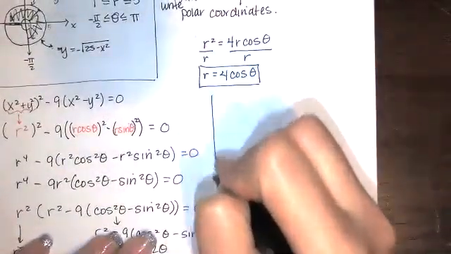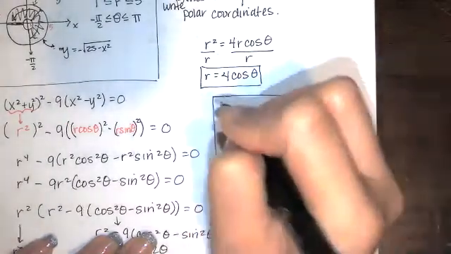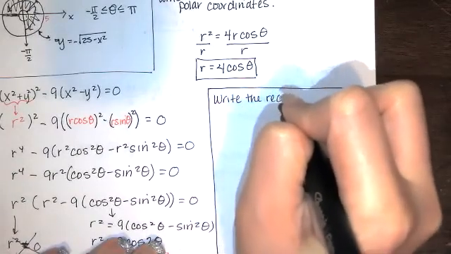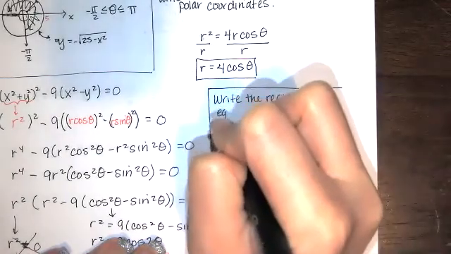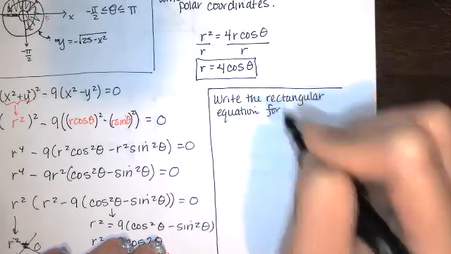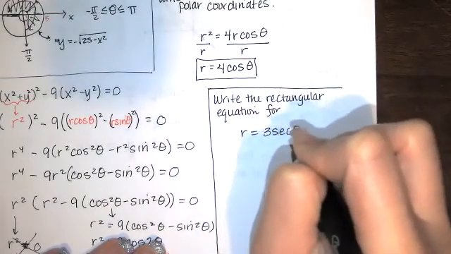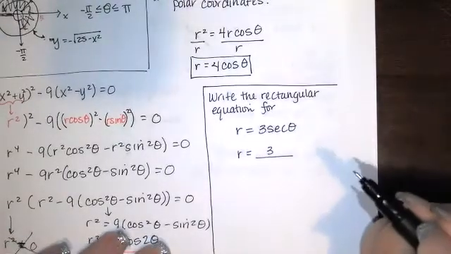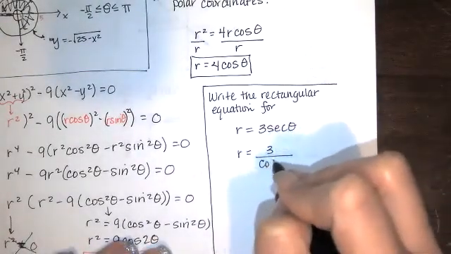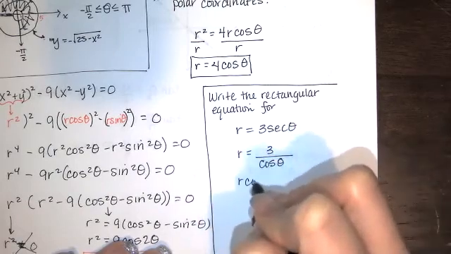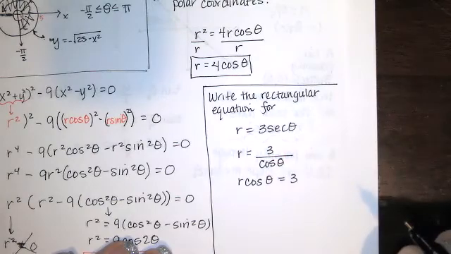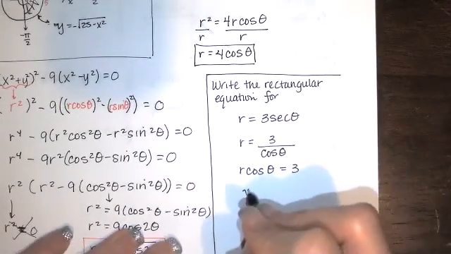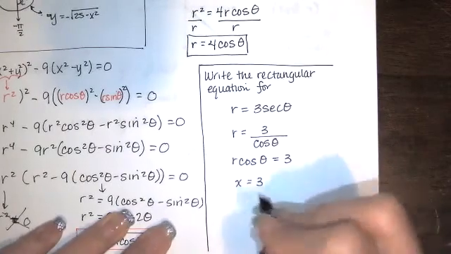Now you could be asked to go the other way. So I could give you r as a function of theta and ask for the rectangular equation. Now this one looks tricky, but it helps to rewrite that secant of theta as 1 over cosine of theta. Now if I multiply both sides by cosine of theta, I get this. Well, that's nice, because I want to write everything in terms of x and y, and x is r cosine of theta. So this is just the vertical line, x equals 3.